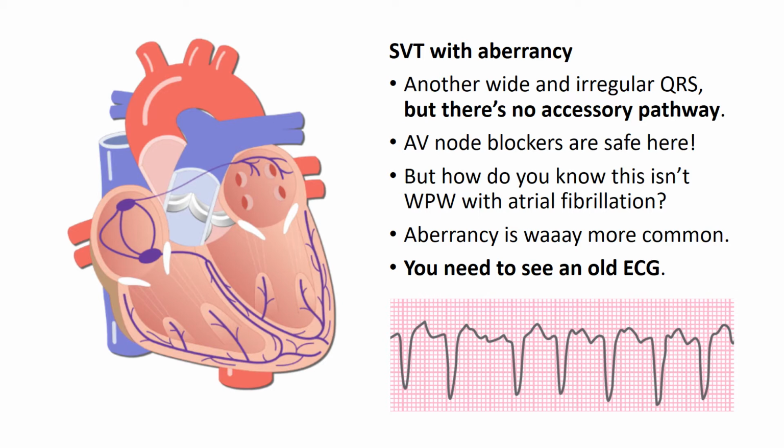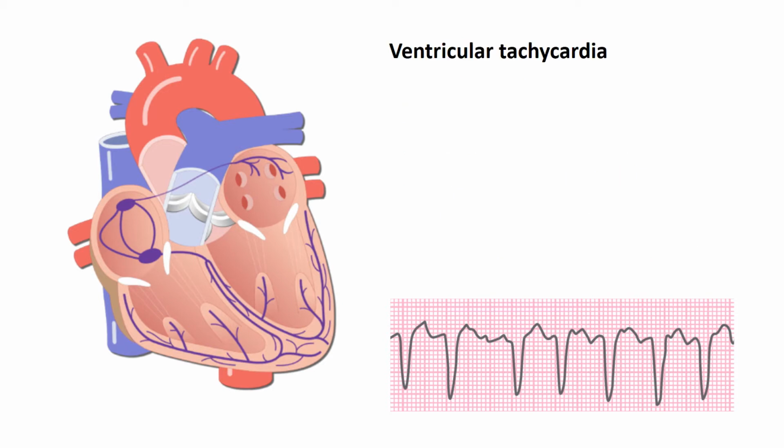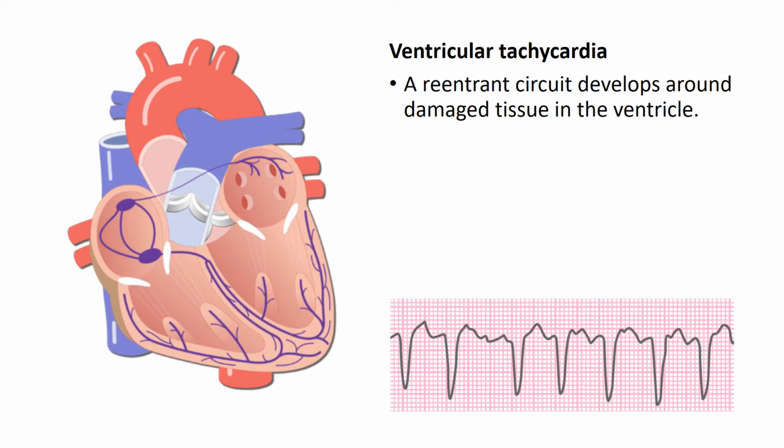Now, we've mentioned VTAC a whole bunch of times, so we should talk about that next. Ventricular tachycardia occurs when you get a re-entrant circuit that develops around some non-conductive tissue somewhere in the ventricle. And this is almost always damaged tissue. So this is an ischemic area that's now scarred over. It's almost always a characteristic of a sick ventricle.